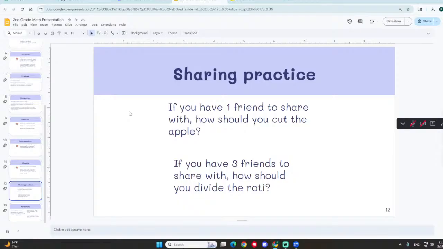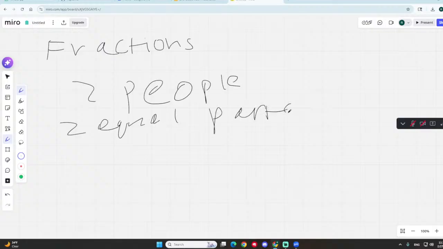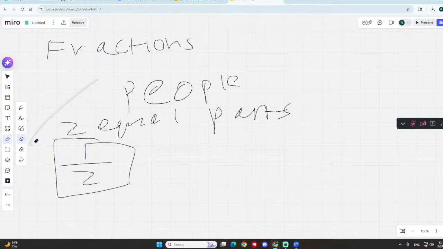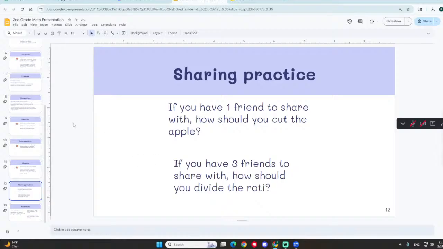If you have one friend to share with, how should you cut the apple? We already did this basically, but if you had one friend, that would be 2 people, 2 equal parts. So 1/2. Okay? What if you had 3 friends and you want to share your roti? How would you do that? Think about that for a second.